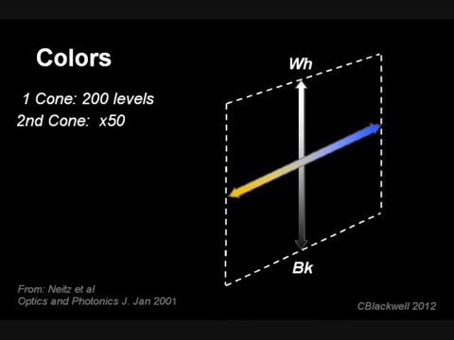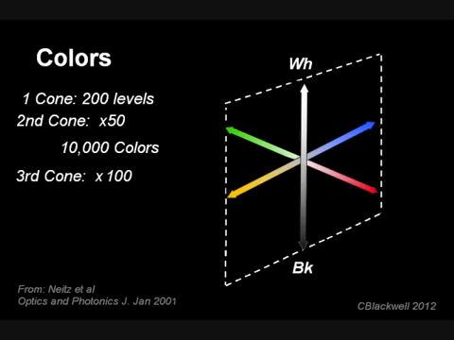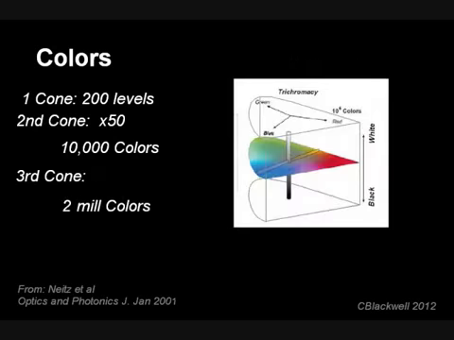Adding a second cone creates a two-dimensional color plane. On the blue-yellow horizontal color axis, we can distinguish about 50 color steps. So 50 times 200 equals 10,000 colors. Adding a third cone adds a third dimension. The red-green axis adds 100 steps of discrimination. If the result was a rectangular solid, then 10,000 times 100 equals 1 million colors. This is Knoblauch's diagram, including the full color map, from which he projects over 2 million possible colors.